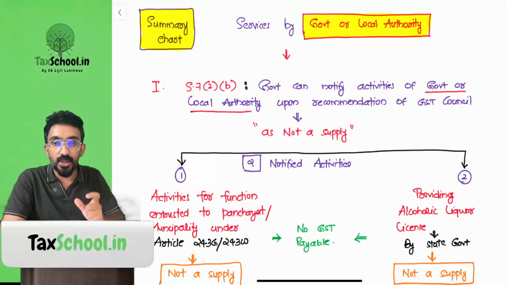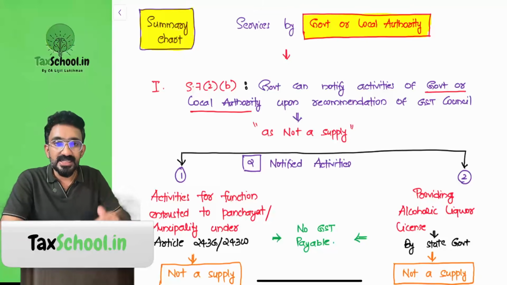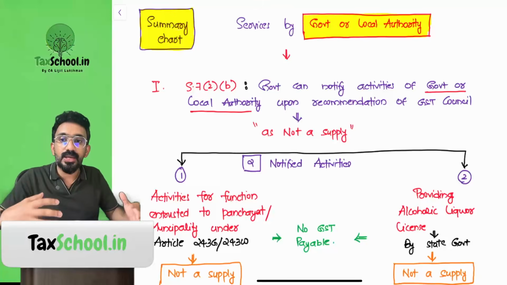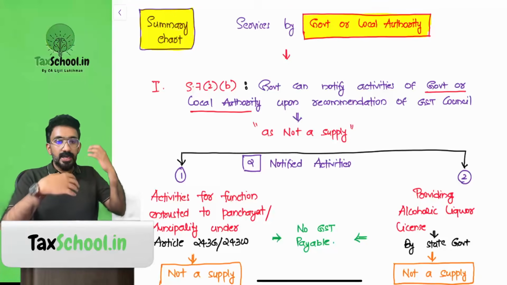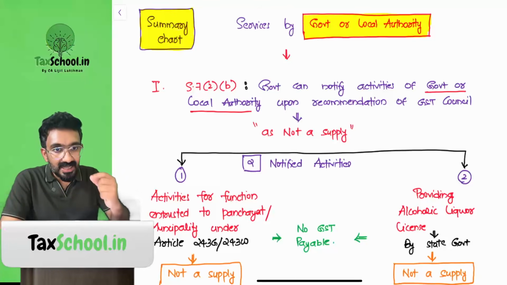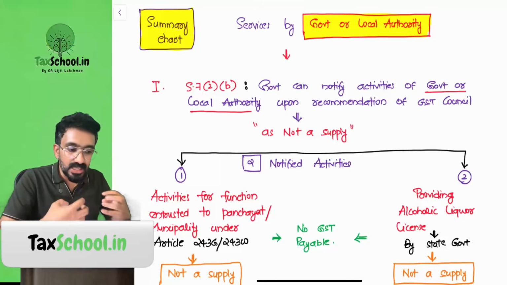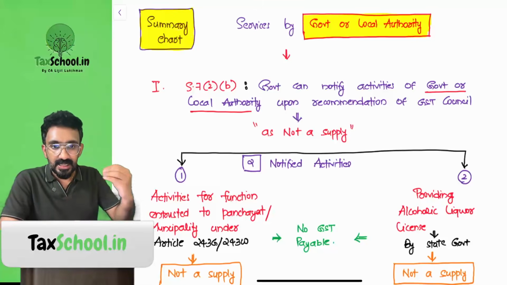If you have already watched our amendment discussion or day one of our revision, you would have already understood. Now the local authority discussion is being extended to local and municipal fund also, so wherever we use the word local authority, I can apply that. Government can notify activities of government or local authority, upon recommendation of the GST Council, as not a supply.